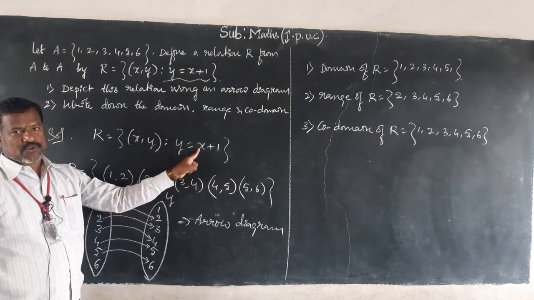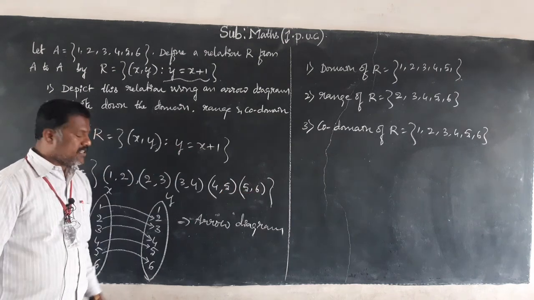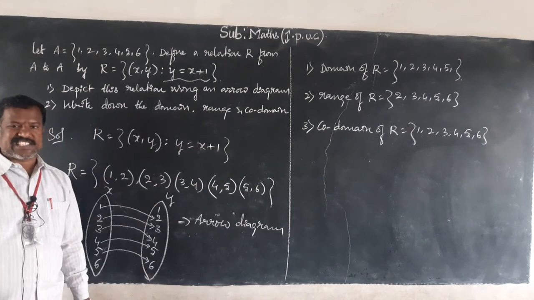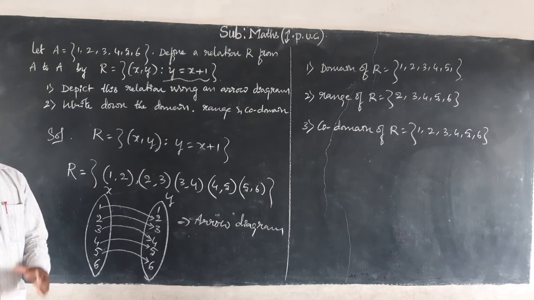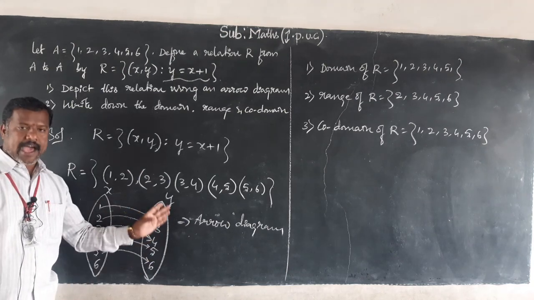And finally, we should take in place of x, that is 5, the value of y is 6. So this is what we call the roster method of representing the relation. The next one is the arrow diagram.